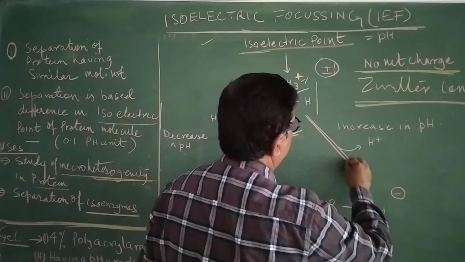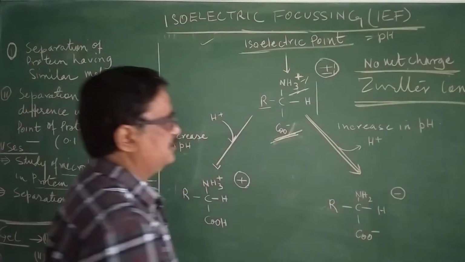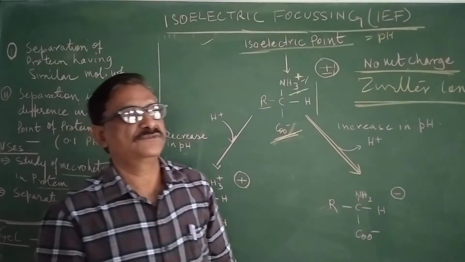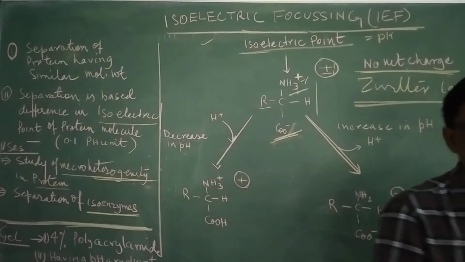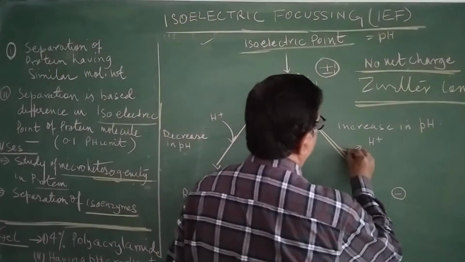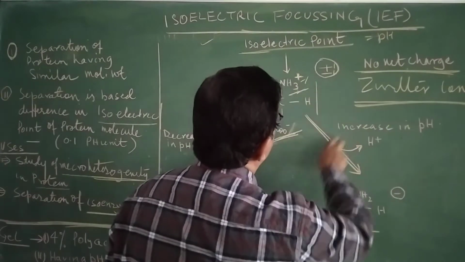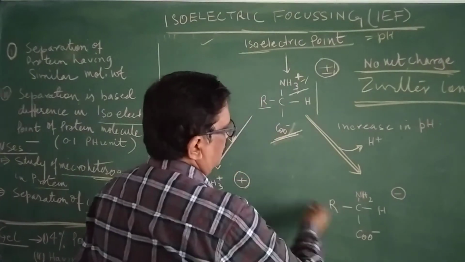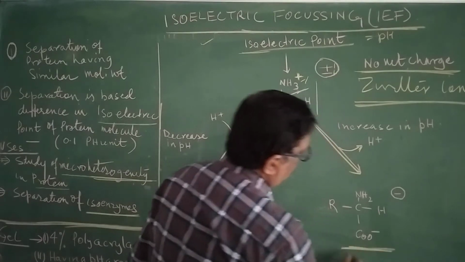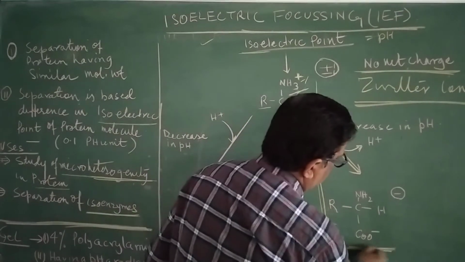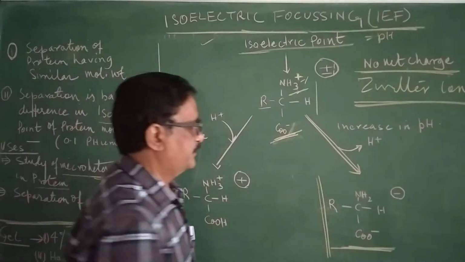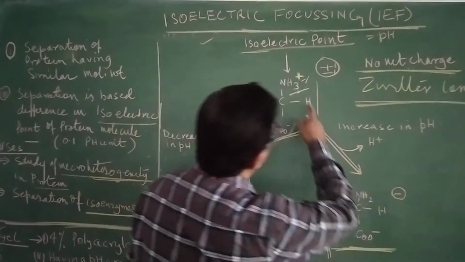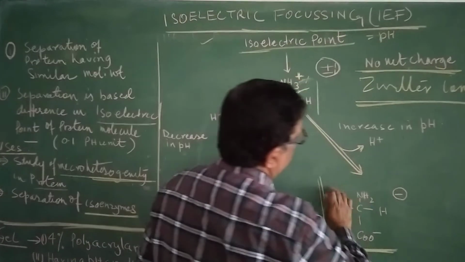As the pH of the medium increases, that means the medium contains less hydrogen ion and more hydroxyl ion. In that case, the hydrogen ion will be removed from this protein, displaced from this amino acid, and the amino acid will come into this state where it contains a net negative charge, where the hydrogen ion of this amino group is removed.